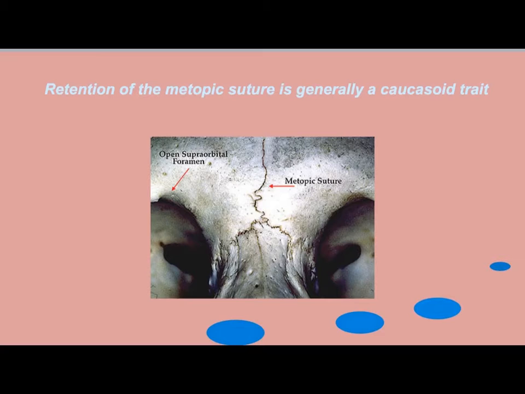Another characteristic we would see, this being an eye socket, this right here being the bridge of the nose, is that we see this metopic suture right here, and this is generally a trait that we would see on Caucasians.